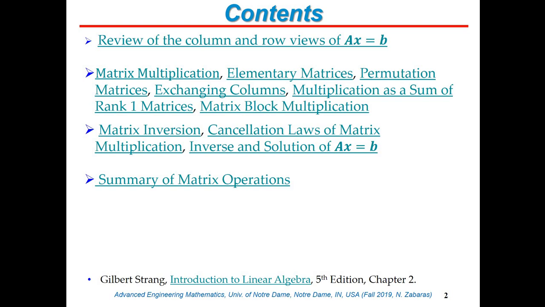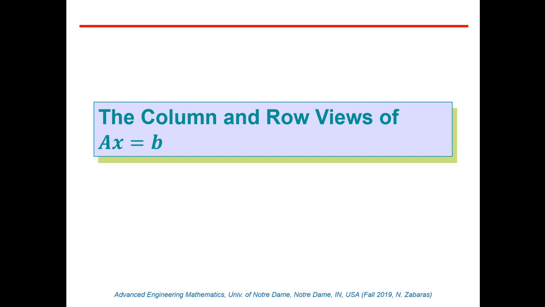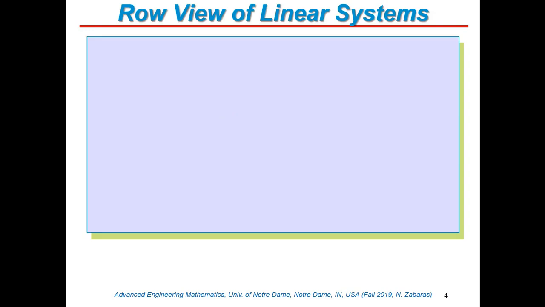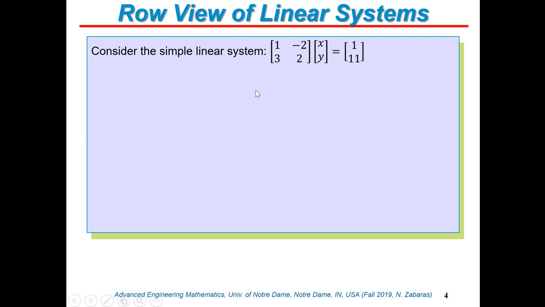Okay, so let me go back and review very rapidly the column and row views of AX equal to B. So in principle, we have seen this before, but I wanted to be sure that it comes across as clearly as possible. So let's go back to the row view of a linear system of equations. And as you can see here, my linear system is a trivial system of a 2x2 matrix A with a given vector B on the right-hand side.